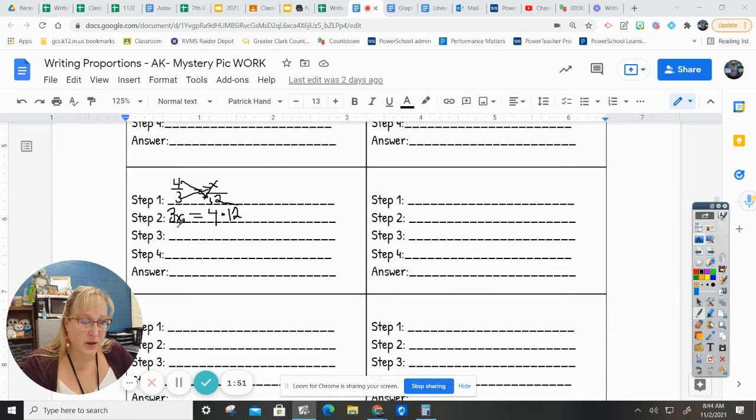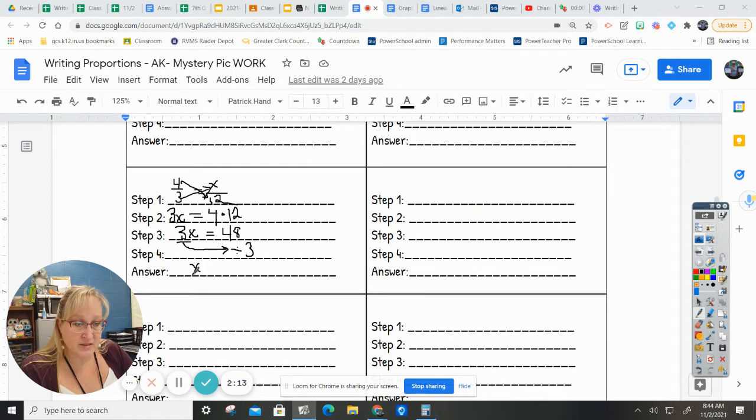Step 3 is to multiply what you can. 3 times x is still just 3x. But 4 times 12 can be solved. That would be 48. The next step of what you need to do is use that inverse property. In this case, it's the inverse of multiplication. So the opposite of multiplication is division. So we're going to divide by 3.